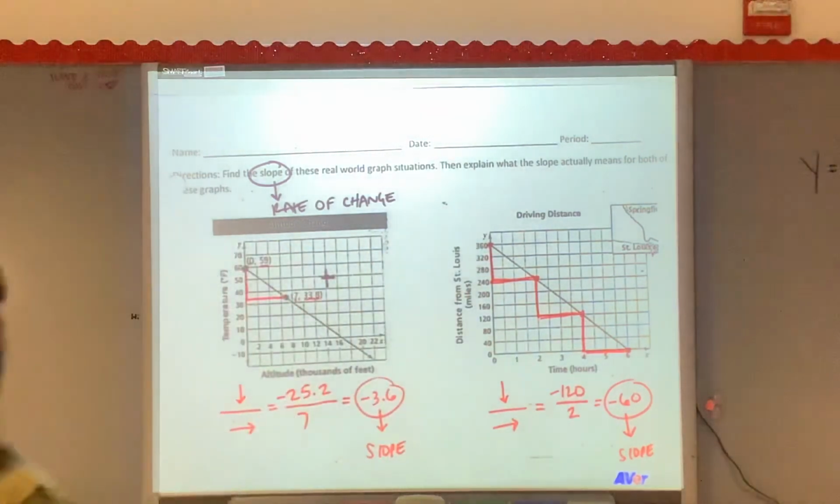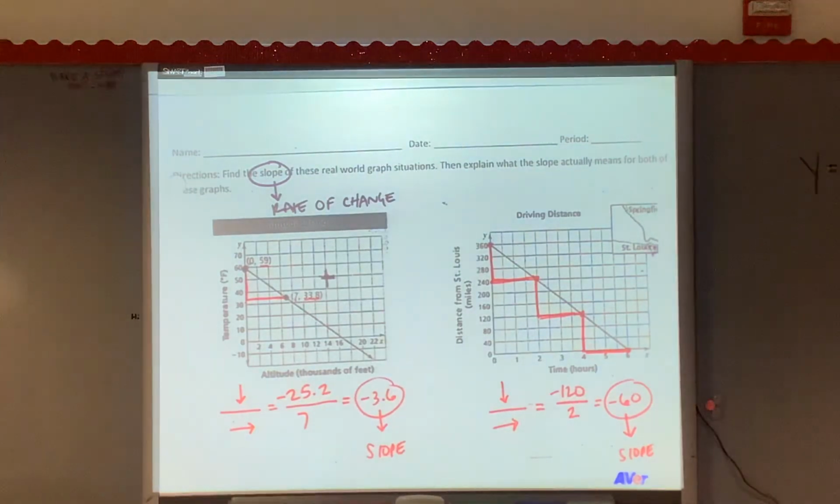All right, that is it for the introduction to the notes. You can move on to the actual slope notes now.